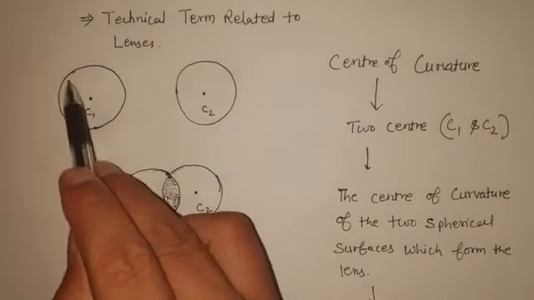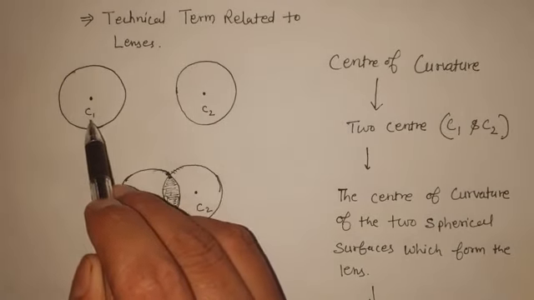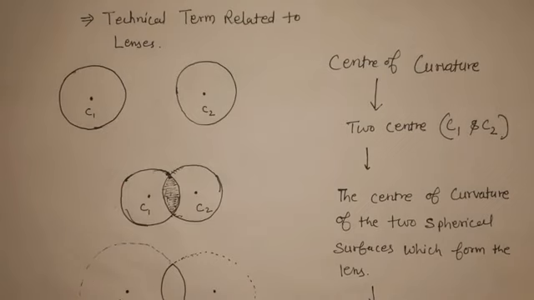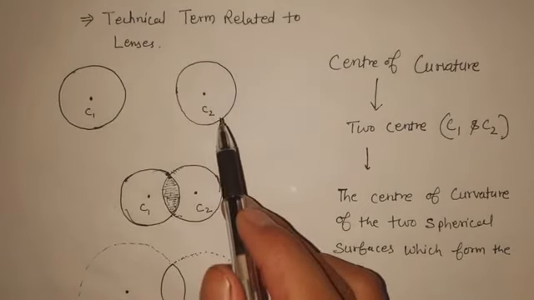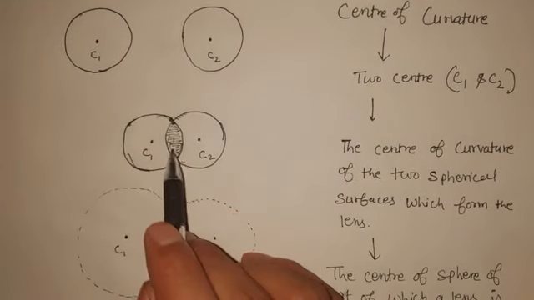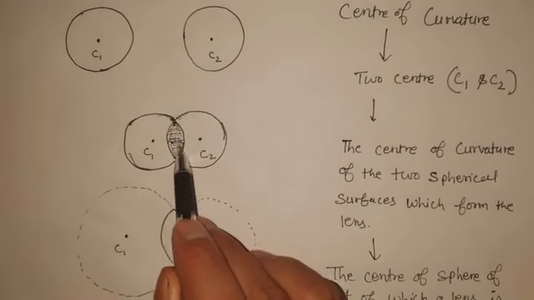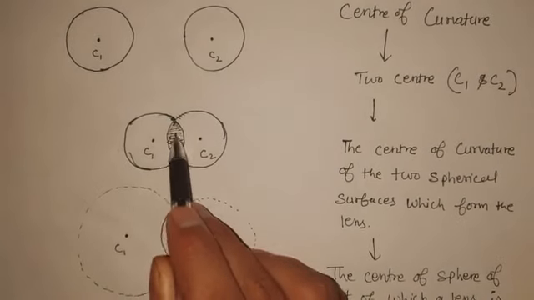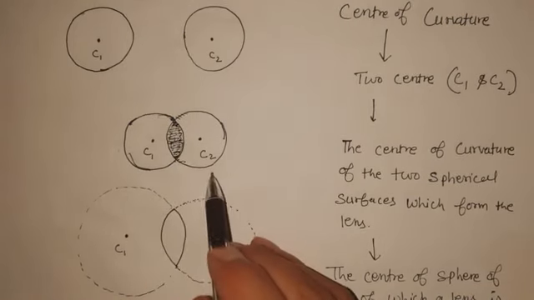For this, let us suppose that we have a spherical glass whose center is at C1, while this is a second spherical glass whose center is at C2. Now we are going to overlap these two spherical glasses in such a way that this is the overlapping. The shaded part is shown with this overlapping. Now the remaining part we are going to erase.